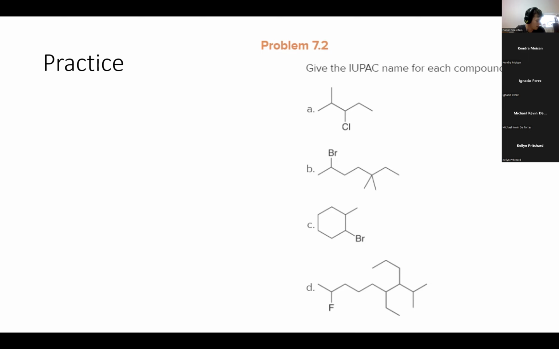Which is first, C or M? Yeah, C. Therefore, C needs to be listed before methyl. Okay. Other than that, I got you. Other than that, good job, guys.